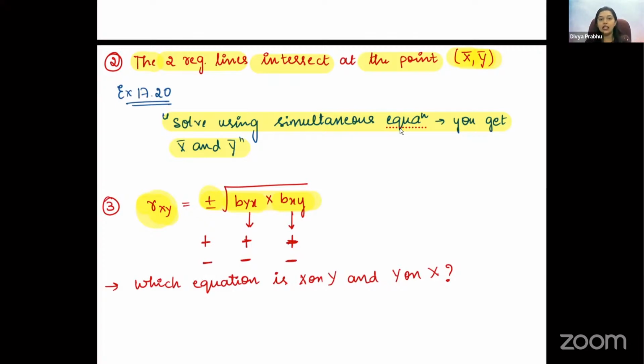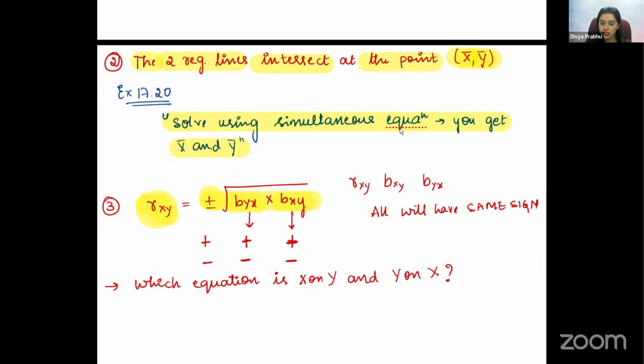Okay. So inside the root, if both the coefficients have plus sign, outside the root you will be using plus. If both have minus sign, outside also you will be using minus. Okay. In simple words, to put it, Rxy, Bxy, Byx all will have the same sign. Got it? At all times, Bxy, Byx, Rxy, all three will be having the same sign.